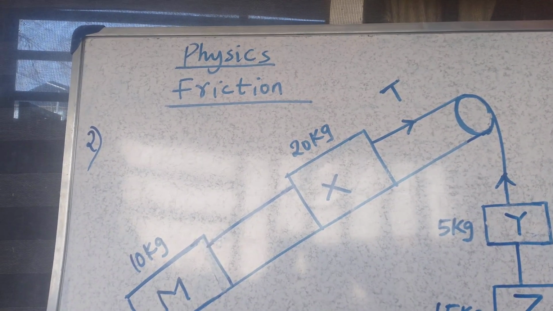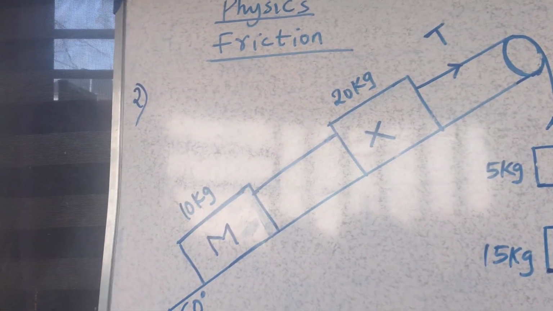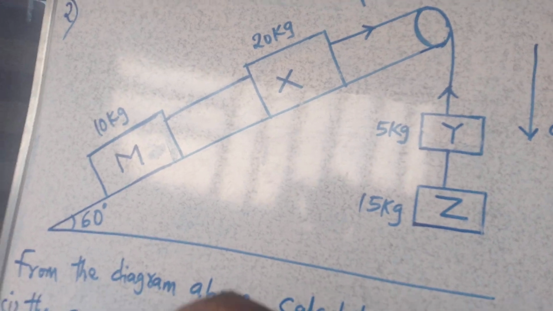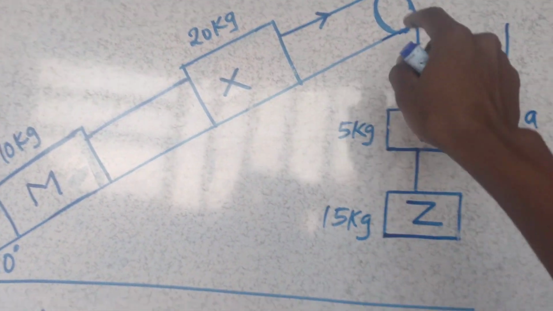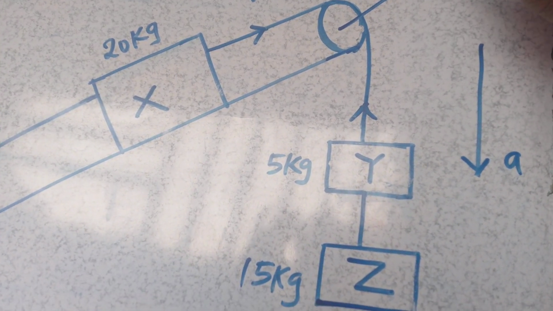We are still on the concept of friction, and this one shows us an inclined plane with two blocks placed on the plane, and over here is a frictionless pulley. This is a frictionless pulley.